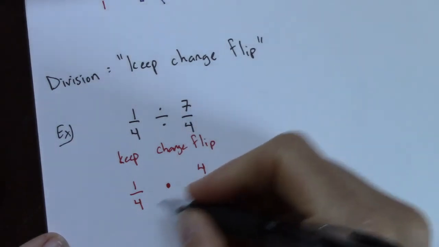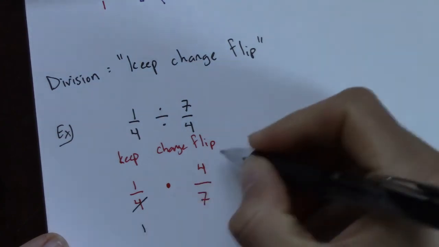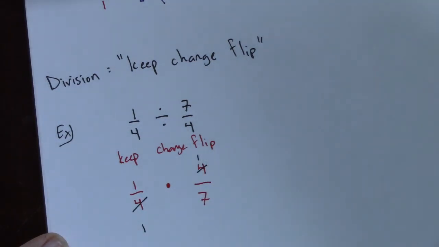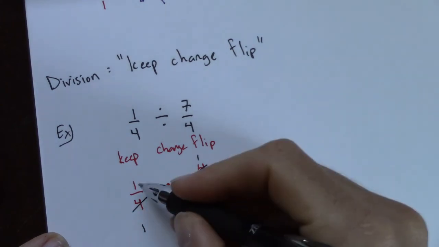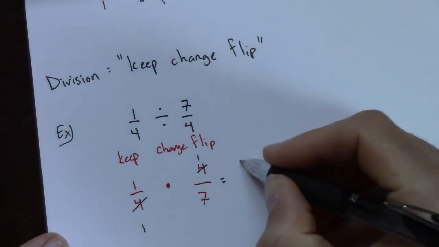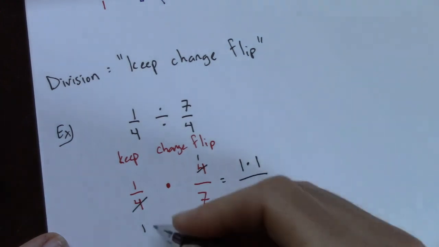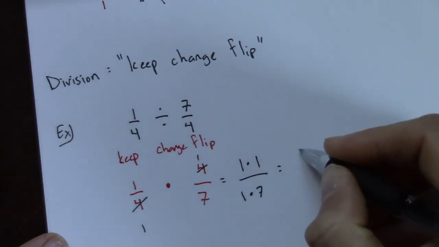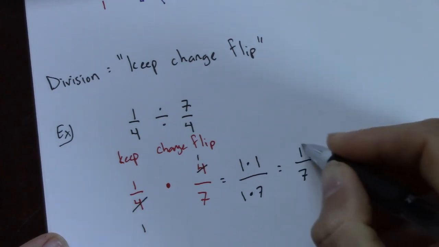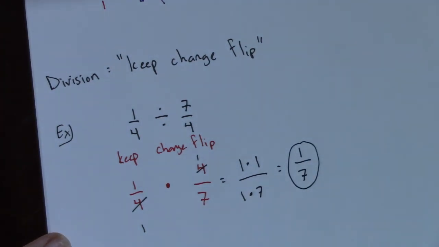So in this case, I'm going to recognize that I've got a 4 on the bottom and a 4 on top, so I can cancel those out. Nothing else is left to cancel, so if I work myself to multiply straight across, I've got 1 times 1 on top, and on the bottom I've got 1 times 7, which means 1 times 1 is 1, 1 times 7 is 7, and I have my final answer.